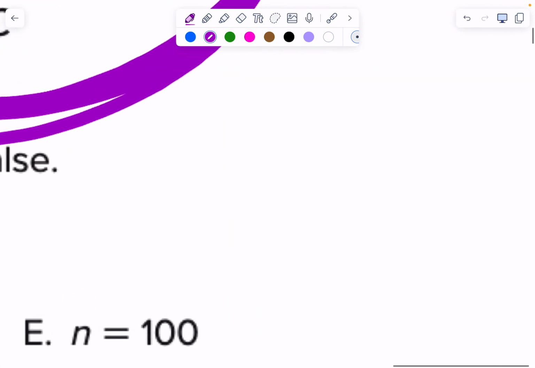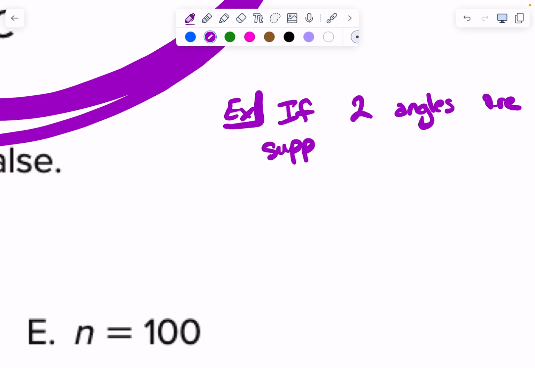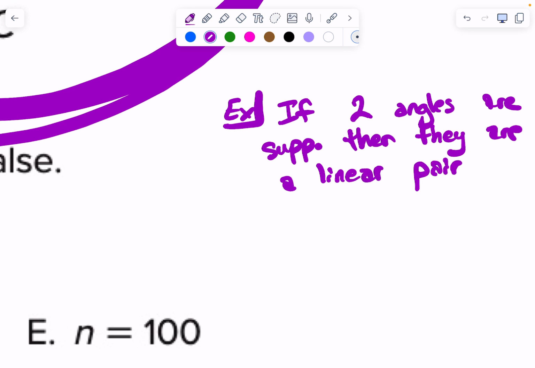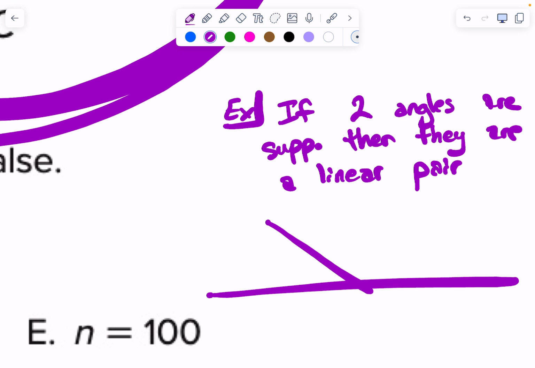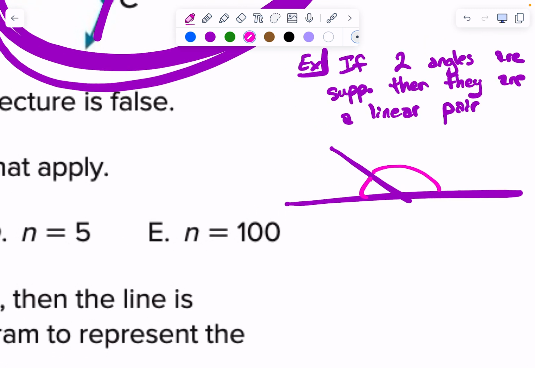Let's say, here's my example. If two angles are supplementary, then they are a linear pair. No. What does a linear pair mean? They form a line, right? Like this angle and this angle are a linear pair, and they are supplementary. So why is that not true? Because you could have two angles that add up to 90 degrees, for example, but they're not a linear pair.